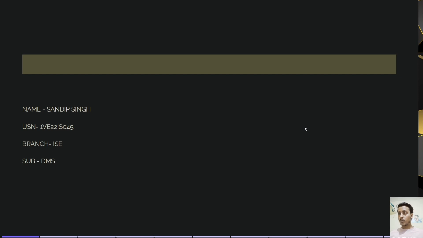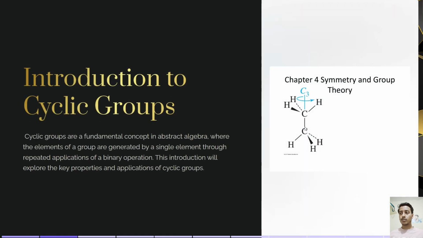So in discrete mathematics we will look at an introduction to cyclic groups. What basically are cyclic groups and cosets? Cyclic groups are a fundamental concept in abstract algebra where the elements of a group are generated by a single element through repeated application of a binary operation. This introduction will explore the key properties and the applications of cyclic groups.